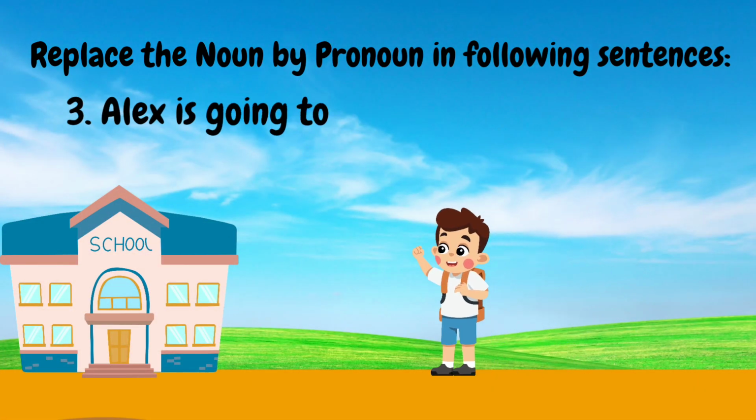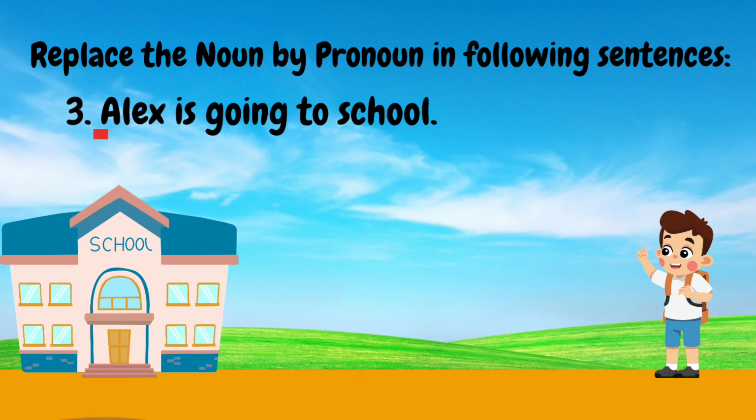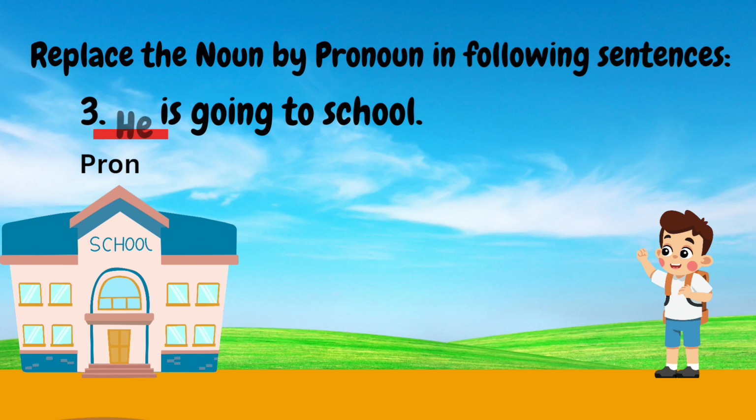Alex is going to school. Here Alex is a noun. Pronoun, he, is used in place of Alex. So, the sentence becomes, he is going to school.